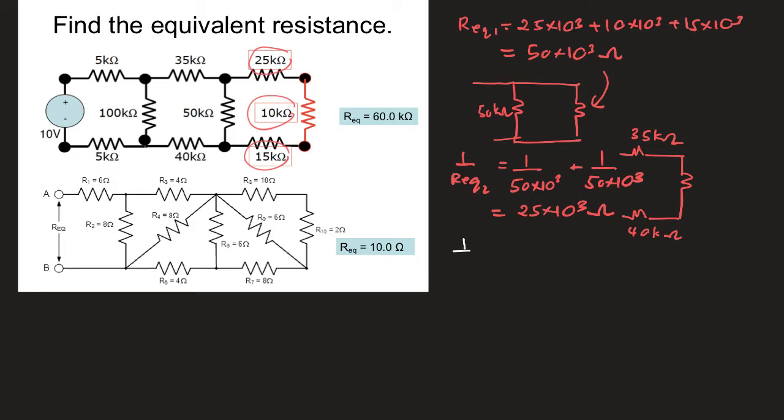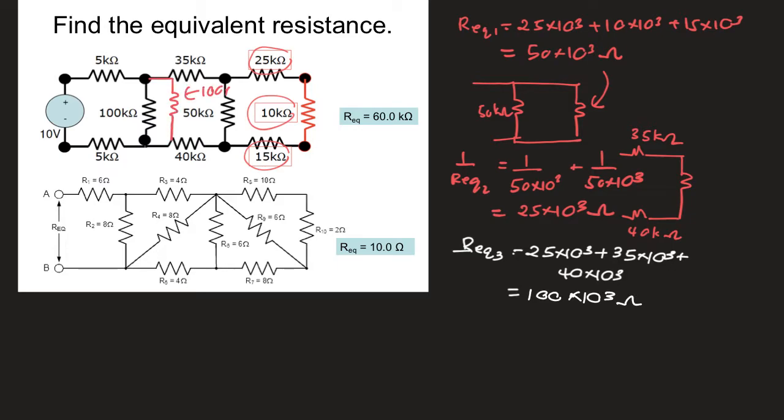So we get R equivalent 3, which is 25 × 10^3 plus 35 × 10^3 plus 40 × 10^3. So you get 100 kilo ohms. Okay, so like I mentioned before, when you arrange this, it's going to be like one combination resistor, arranged in vertical position. So it's going to be like here. Okay, so this is going to be 100 kilo ohms.